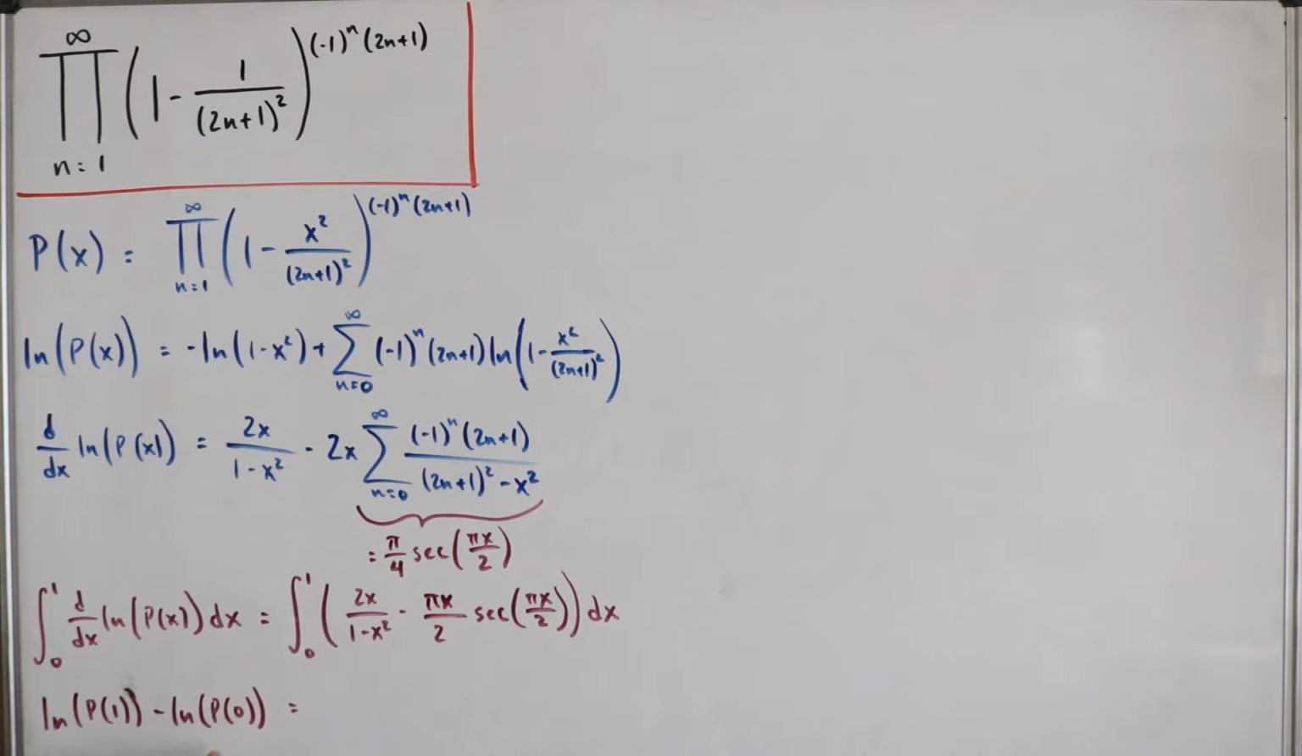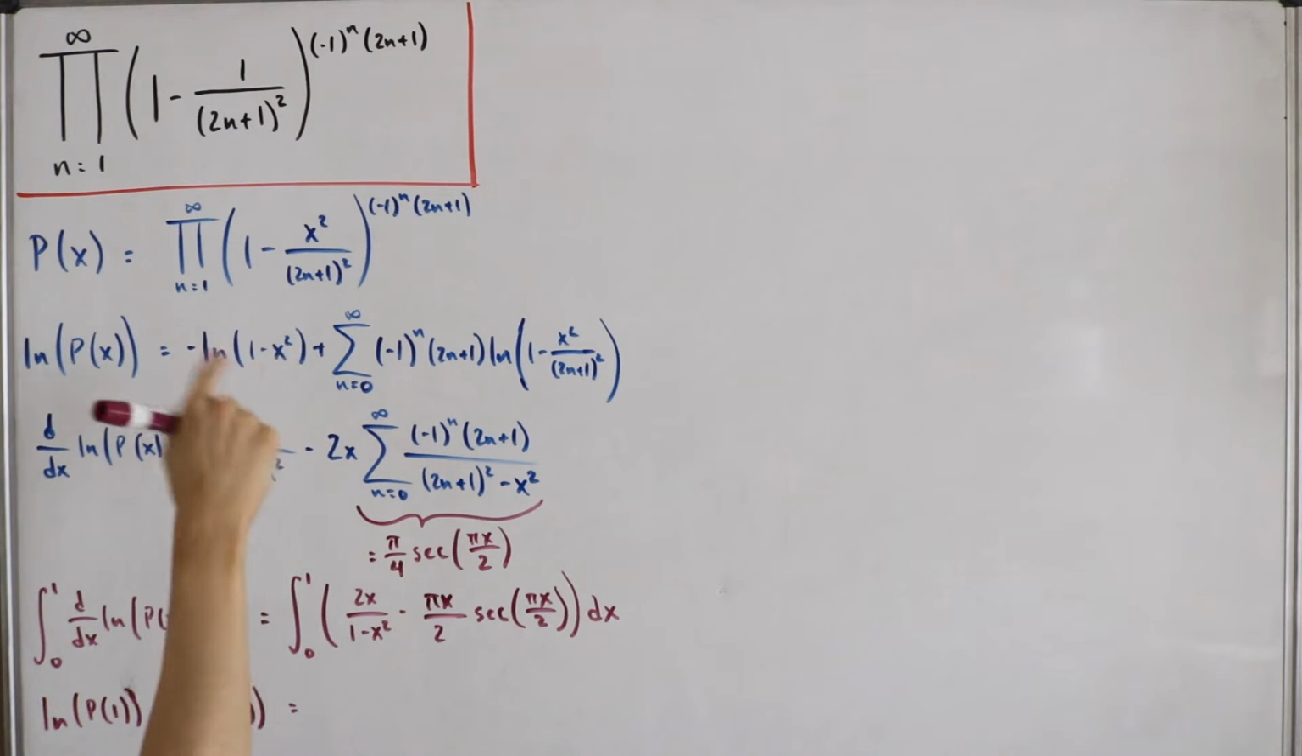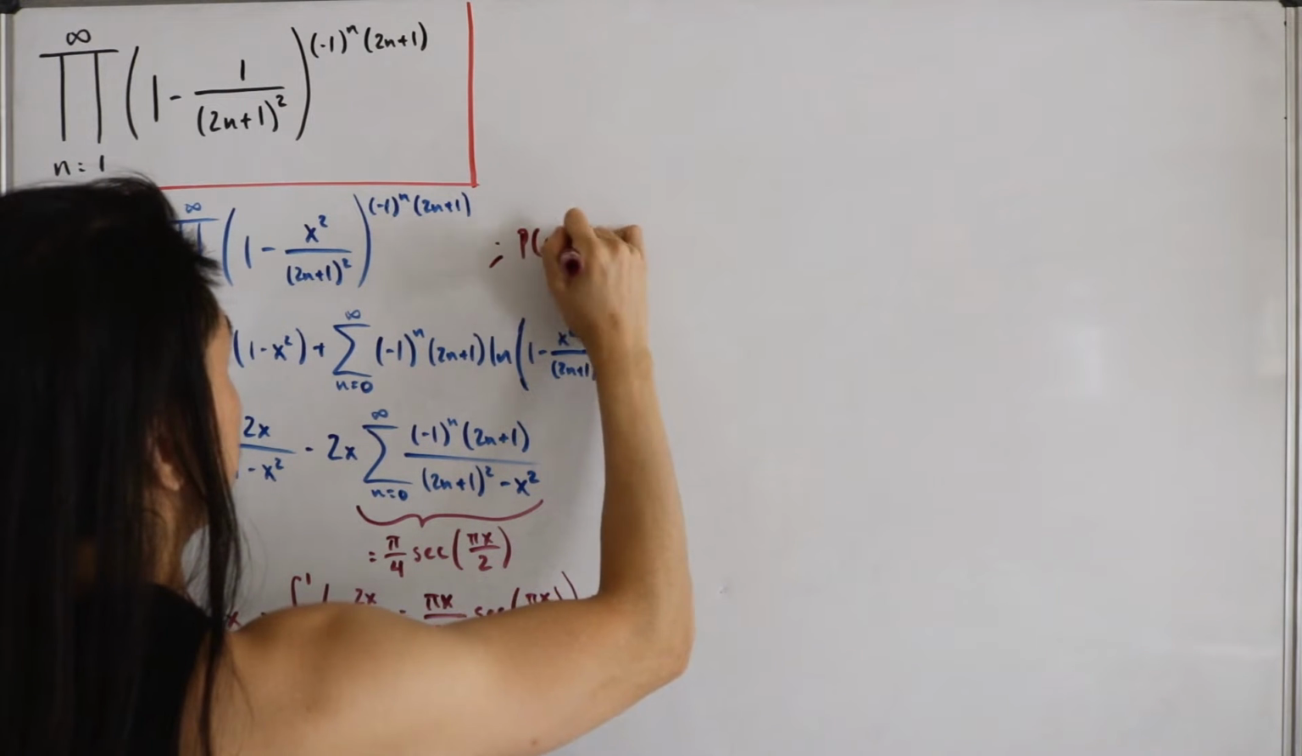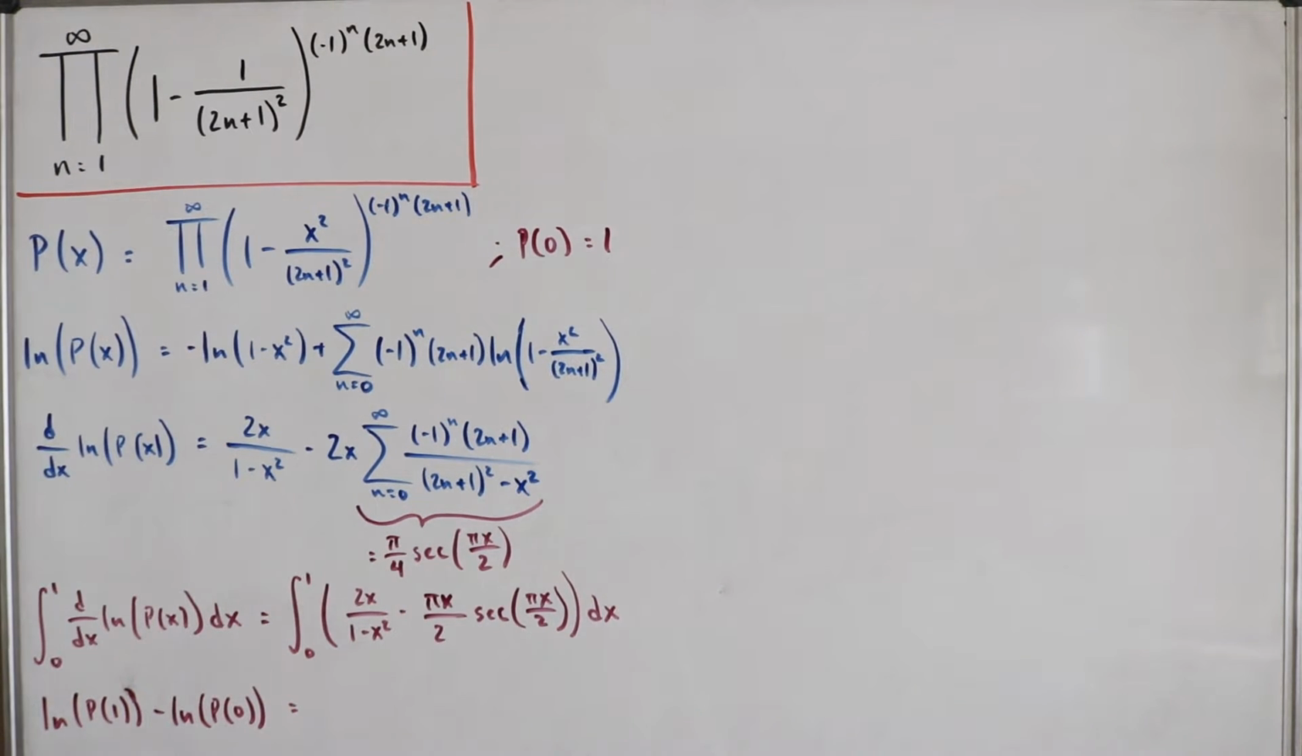The good news is that if I plug 0 back into our original function, this entire thing just yields 1. So just to leave a note, p of 0 is equal to 1. That means ln of 1 is, of course, just 0. So we're just left with ln of p of 1 by itself. Okay, and now to calculate this side.